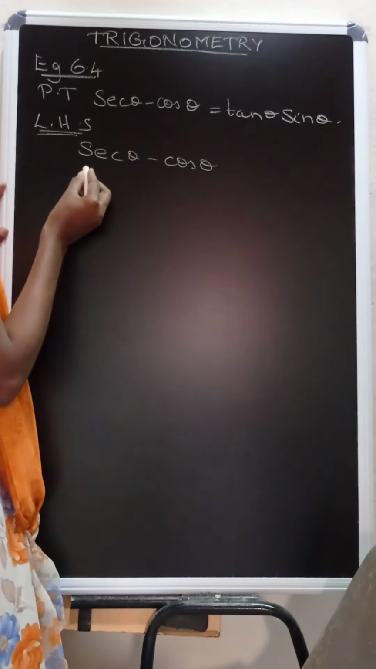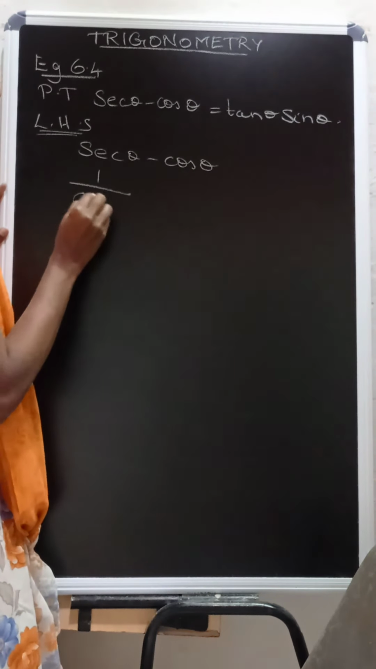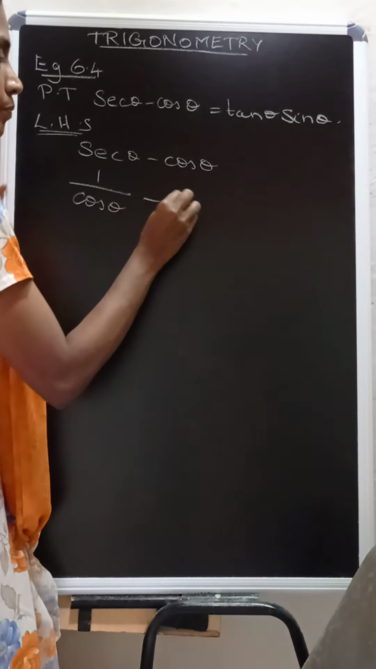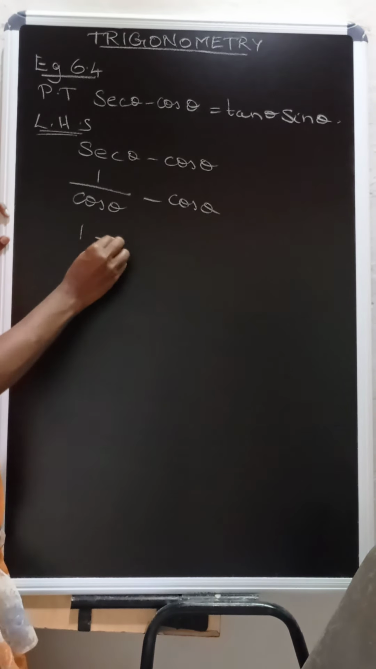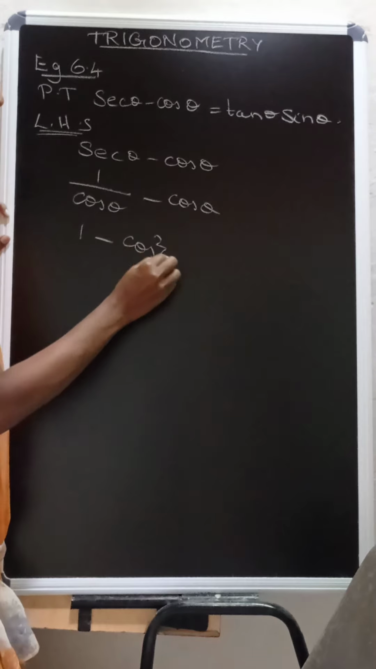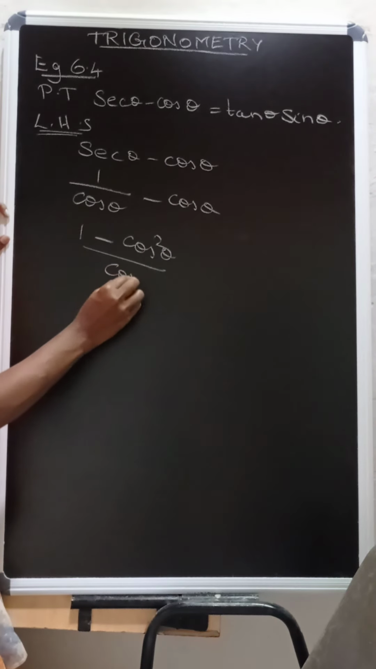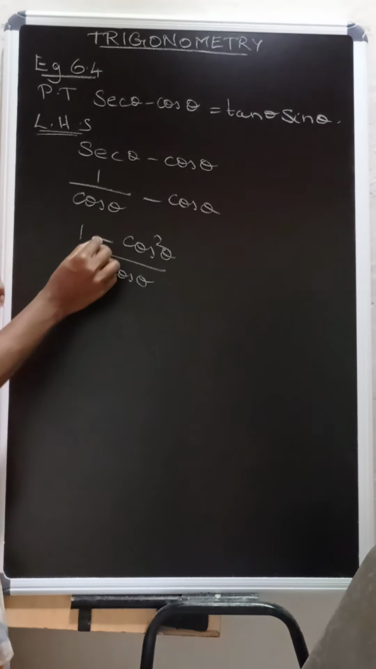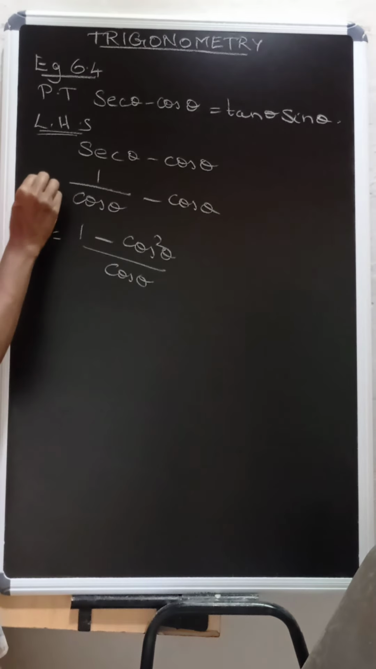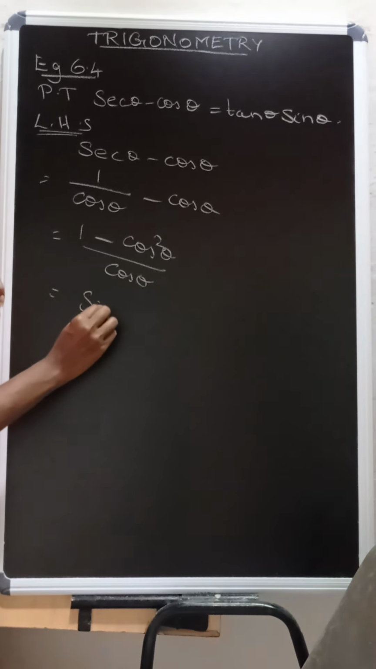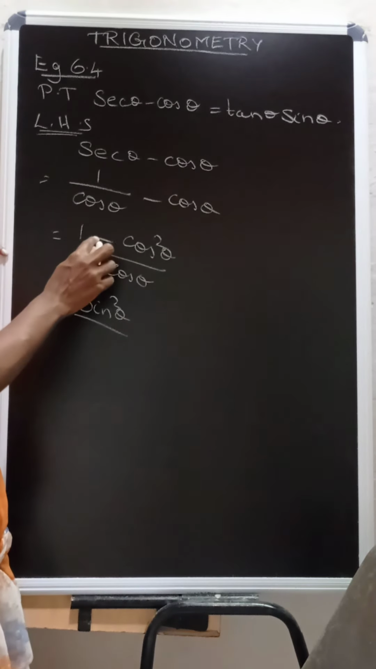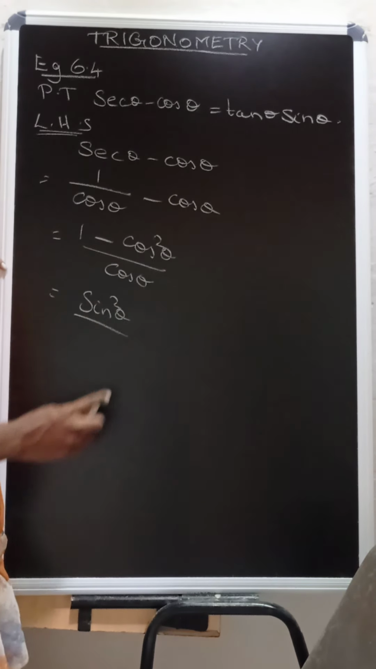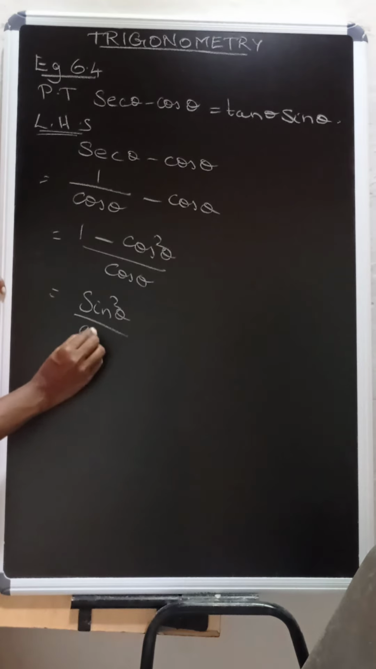Cos theta. Now instead of secant theta we will write 1 by cos theta. Secant theta is equal to 1 by cos theta. Now take LCM. So 1 minus cos square theta by cos theta. Now 1 minus cos square theta is sin square theta. You have the identity sin square theta plus cos square theta is equal to 1. So sin square theta is equal to 1 minus cos square theta.